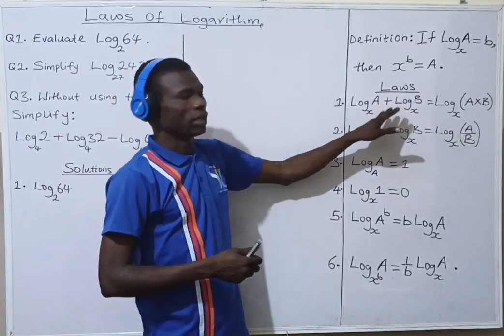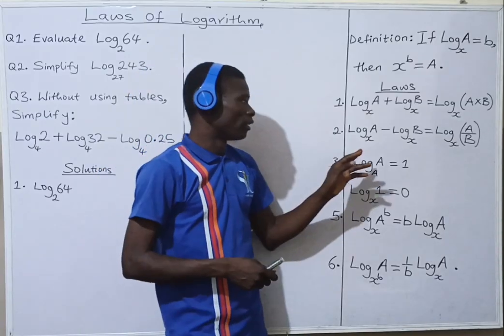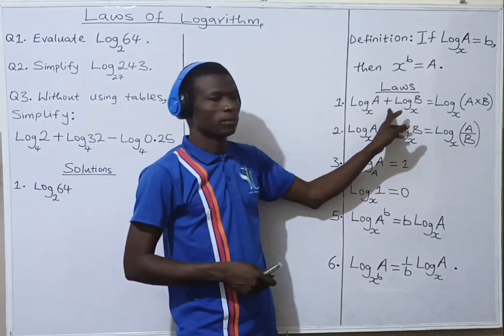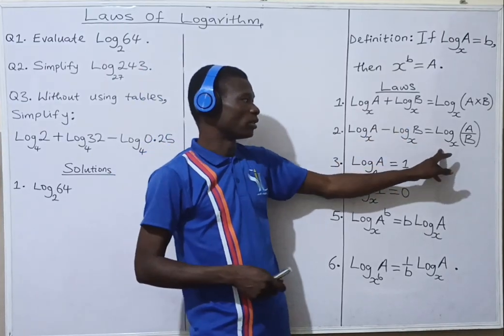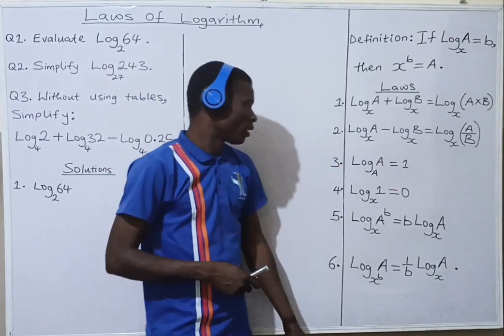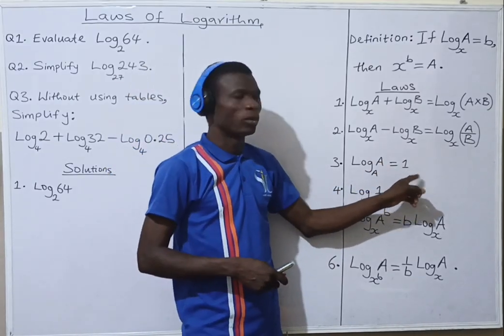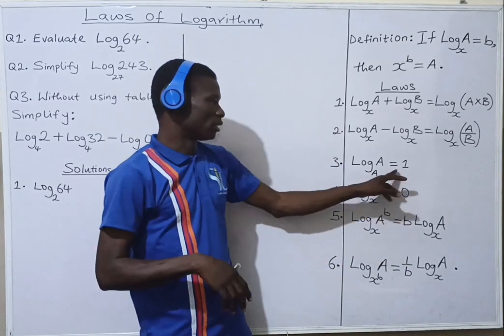So this law is applicable only when the bases are exactly what? The same. Law number 2 is just like law number 1, but the only difference is that instead of having plus in between them, it's now having minus. And of course, after the equal sign, it is division. Okay, law number 3 is log a to base a equals 1. What does this mean? Log of any number to the same base is always going to give you 1.